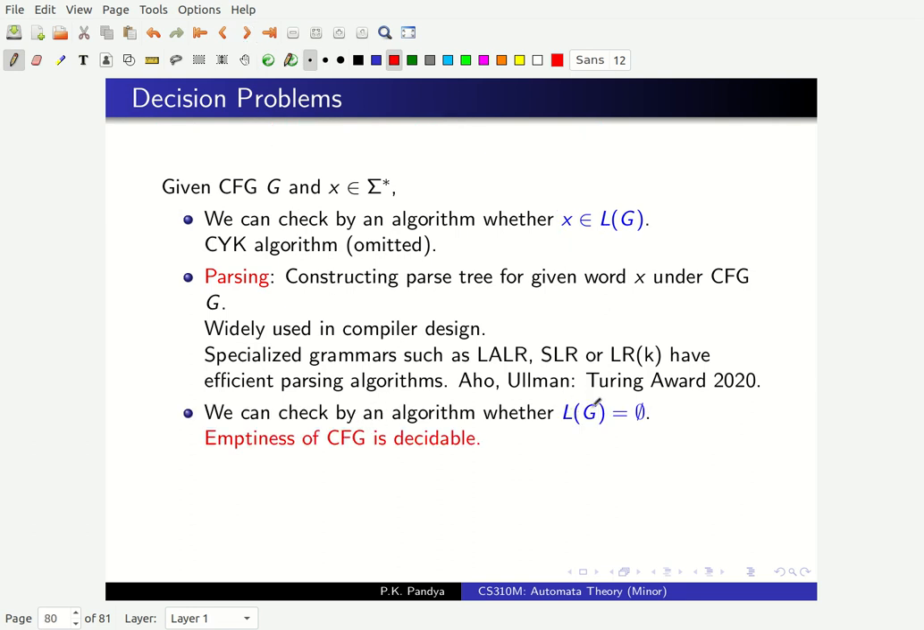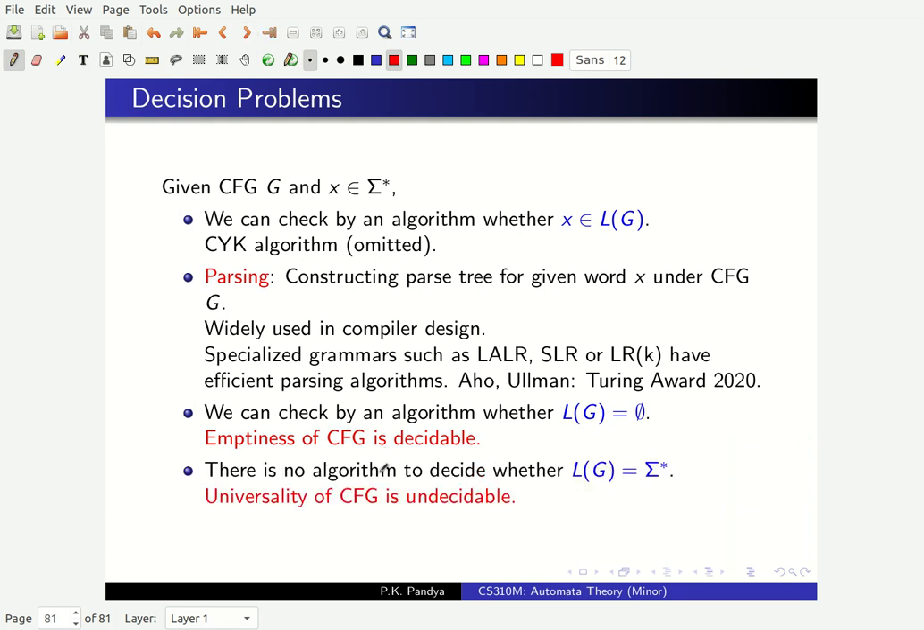Also, given a grammar, we want to check whether the language of the grammar is empty, that is, it does not generate any string. This is very easy, and I leave it as an exercise for you. If you are not able to solve it, ask in the doubt section, and then I will do it. So emptiness of context-free grammars is decidable because there is a terminating algorithm which, given the grammar, will tell you whether its language is empty or not.